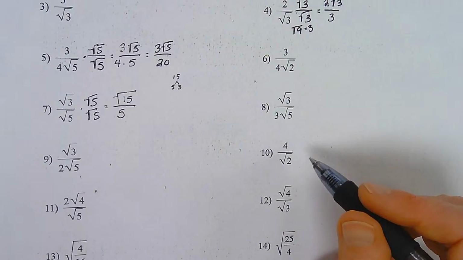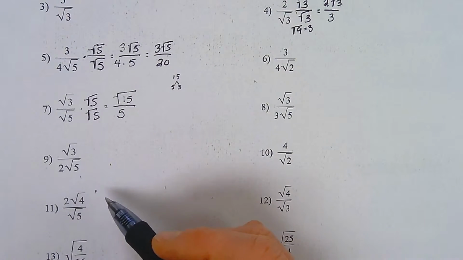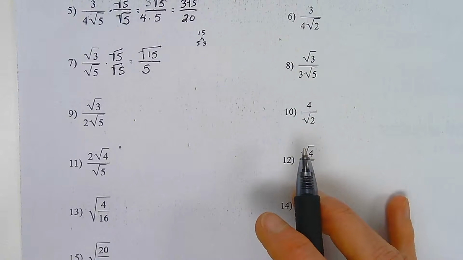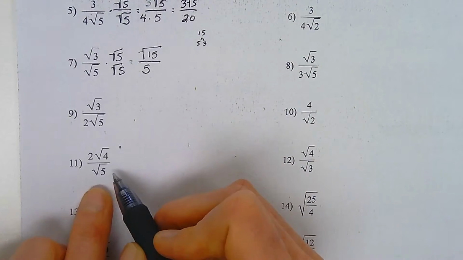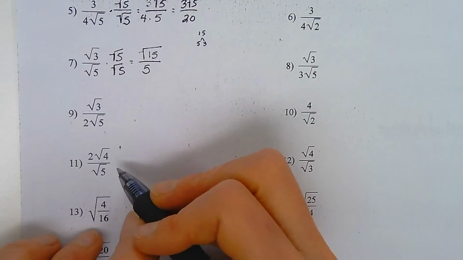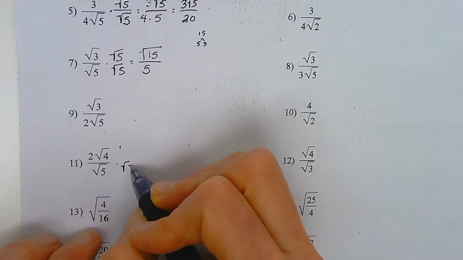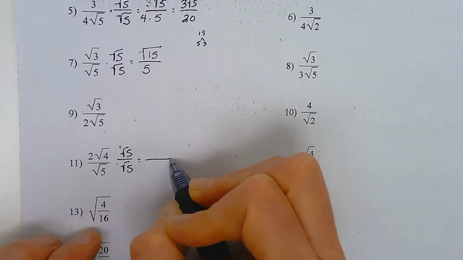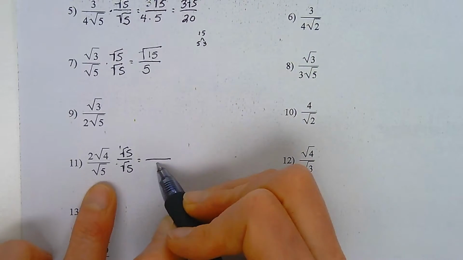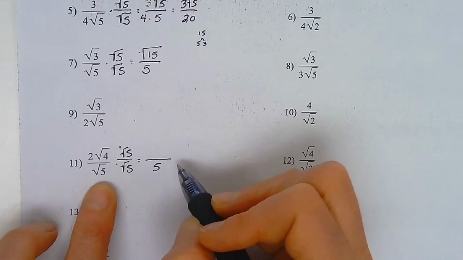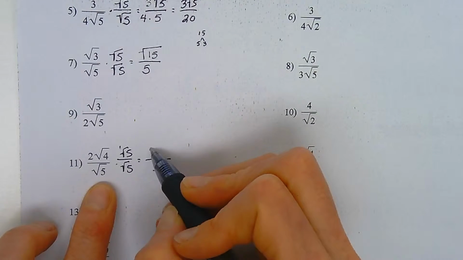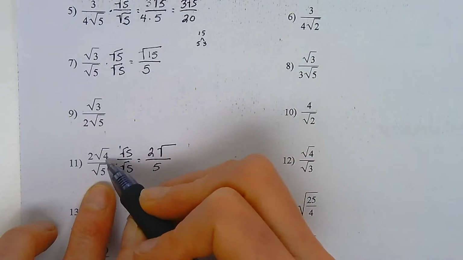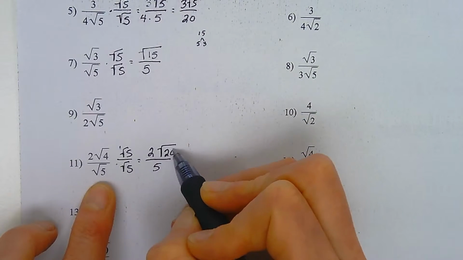Okay, I'll skip down to number 11. I'm going to multiply the bottom by rad 5 and the top also. So the bottom becomes 5 and the numerator becomes 2 times, 2 is on the outside, and on the inside of the 2 radicals will become 20.